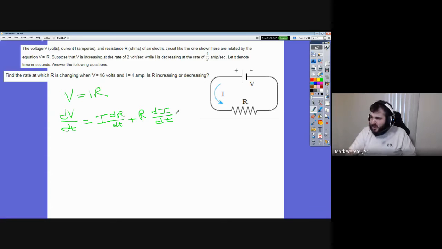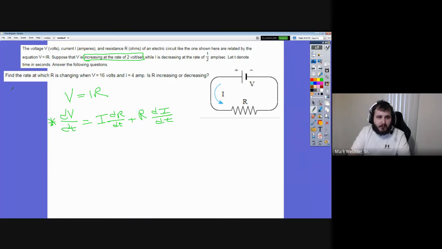So let's look at the information that we have. Now that we've got our equation, let's look at the information that we have. Well, okay, we know that V is increasing at the rate of 2 volts per second. Now that's not the voltage, right? That's the rate of the voltage. This is dV dt. Increasing at the rate of should tell you it's a derivative, right? Or decreasing at the rate of.